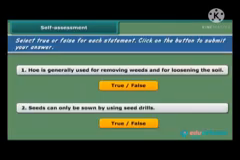Select true or false for each statement. Click on the button to submit your answer.